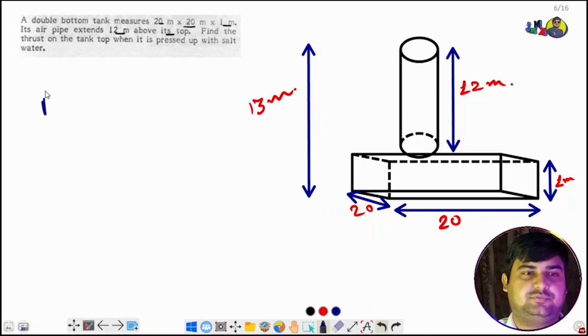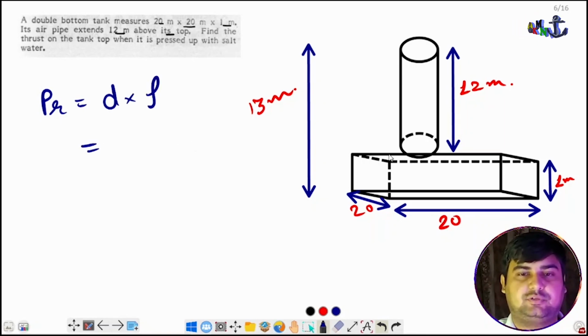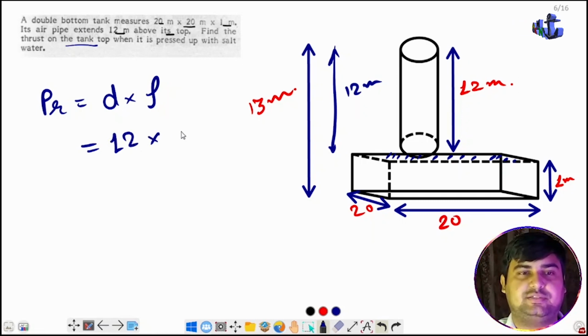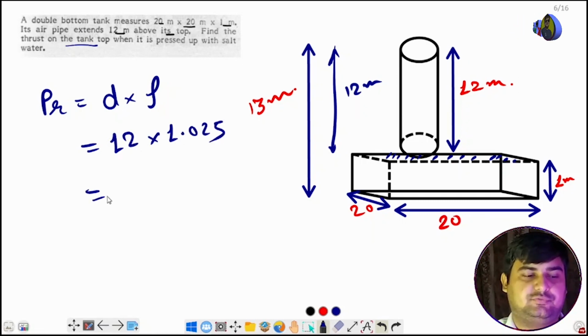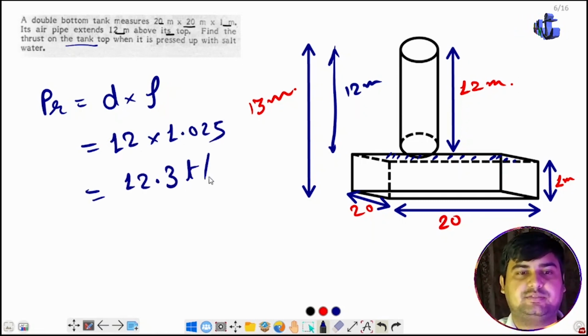So pressure, as we know, pressure is equals to depth into density. So it is pressed up with salt water, and we need to find out how much is the thrust on the tank top. So thrust on the tank top means this one over here. So this is 12 meters. So depth is 12 into density is 1.025. So it will be equals to 12.3 tons per meter square, that is pressure.